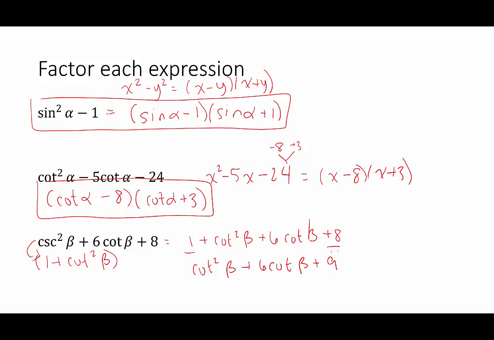Okay, so again, if you're freaked out by the cotangent, just replace it with something else. So we can use x again. We could say that this is x squared plus 6x plus 9. And how would we factor x squared plus 6x plus 9? That would be x plus 3 times x plus 3, or x plus 3 squared. So we're going to write this as cotangent of beta plus 3 squared. And I'm sure if you wrote it as cotangent of beta plus 3 times cotangent of beta plus 3, that's totally fine as well. So this has been a look at factoring. Let's look at the operations next.